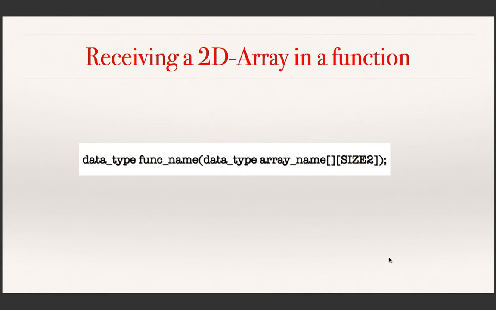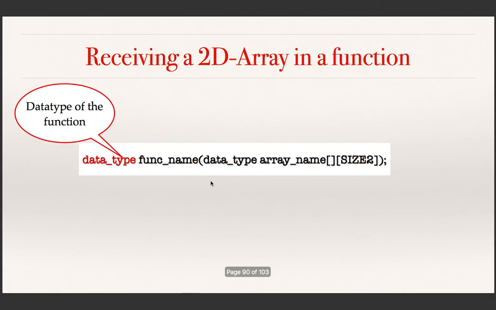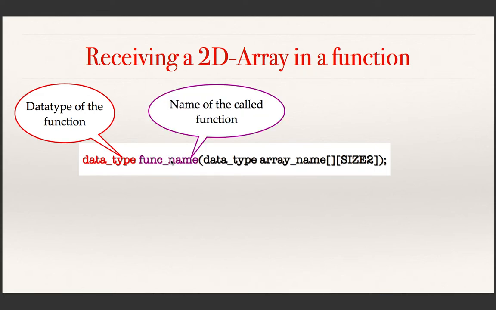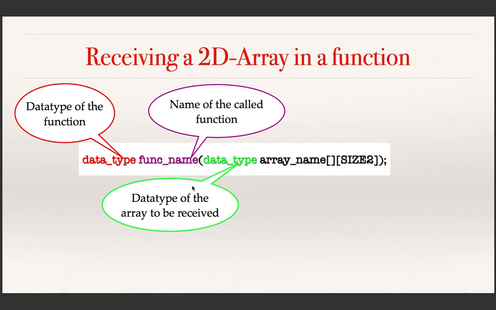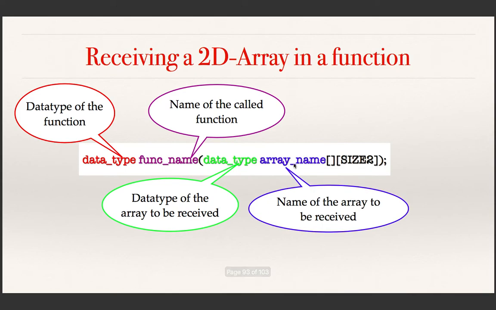Now look at the syntax for declaring the formal argument. The components are the data type of the function which is being defined or called, which is the data type of the value to be returned by this function, and the function name. Then here is the data type of the array to be received, that is, the data type of the elements in the array. All the elements of the array must be of the same type, so you need to specify the data type of the elements. Then the array name, followed by the column size.